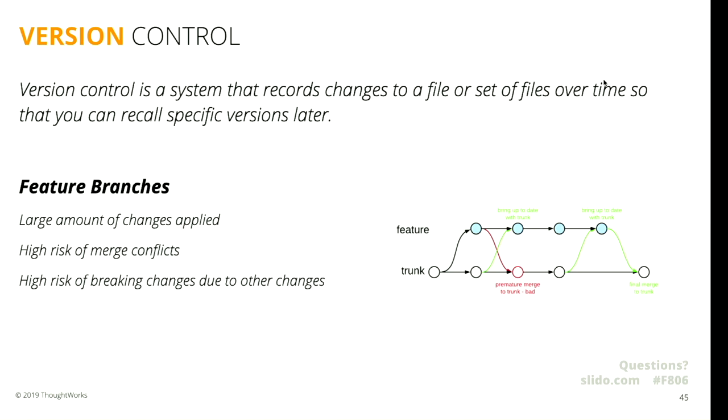The risk of having feature branches is having a large amount of changes applied, which leads to a high risk of merge conflicts. And when we're trying to merge from a branch to master with a large number of changes, we get to something we call merge hell, where you have to go back and actually merge them separately. Also, there is a high risk of breaking changes due to other changes.